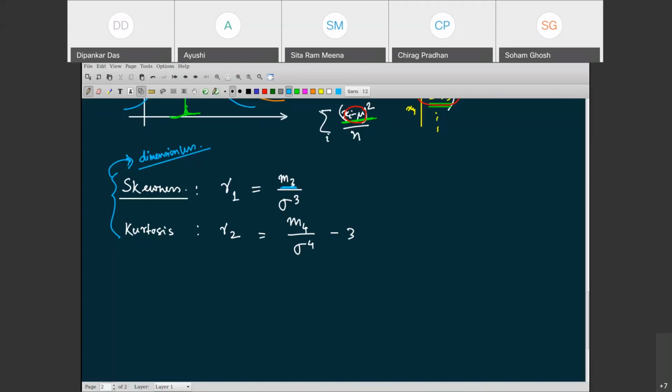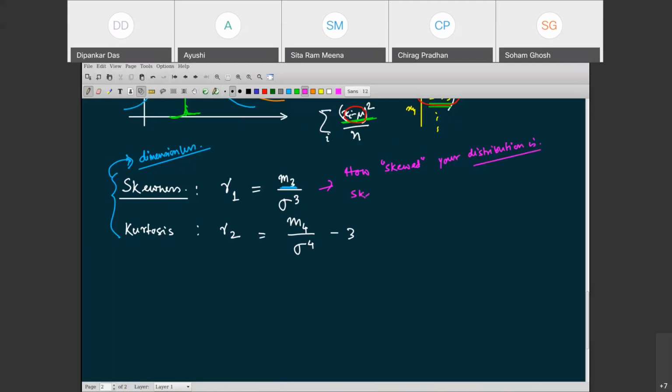Now, what do these quantities give you? What do they suggest? So this one suggests how skewed your distribution is. So this tells you how skewed your distribution is. So quite evidently, for a symmetric distribution, skewness is 0.